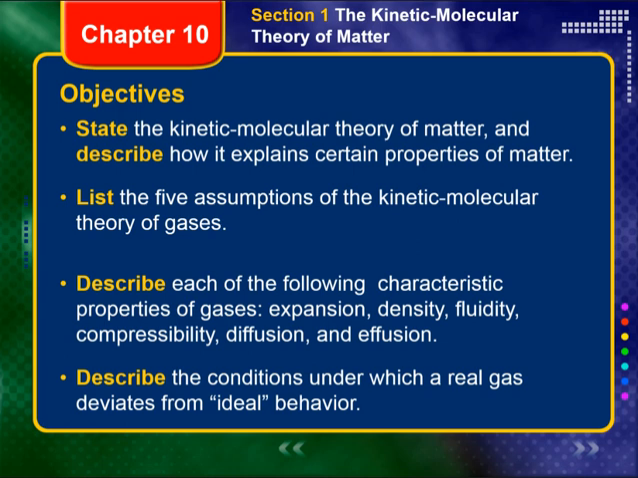Note the first objective in light of the third objective. The third objective gives you characteristic properties. And the first objective asks you to describe how the KMT explains certain properties of matter. Those are the 6 properties of matter I want you to be able to explain using the kinetic-molecular theory. Then lastly, I want you to be able to describe the conditions under which a real gas deviates from ideal behavior. So let's get started.